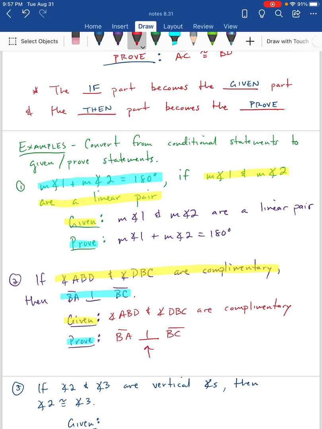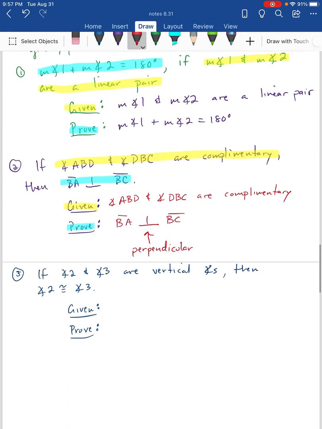Okay, remember that this symbol, the upside down T, means perpendicular. Okay, these are two lines. When they intersect, they create 90-degree angles. That is the definition of perpendicular.